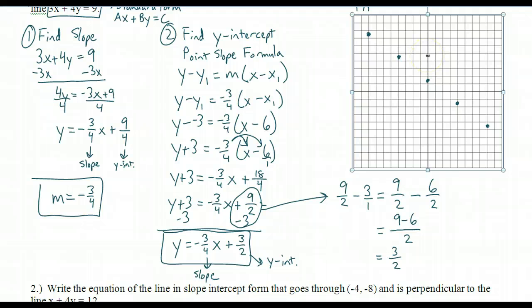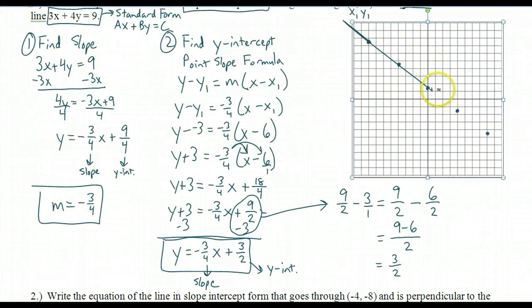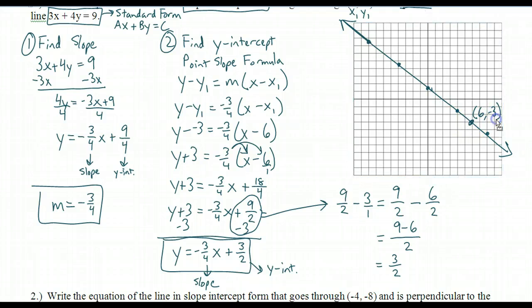Now I'm going to connect all of those points all the way across my graph. I need to check to make sure that it goes through the point 6, negative 3. 1, 2, 3, 4, 5, 6. 1, 2, 3. This line does go through the point 6, negative 3, and it is going to be parallel to this line because they have the same slope.